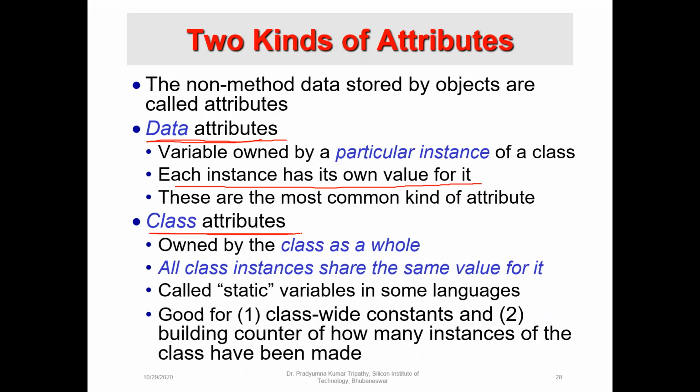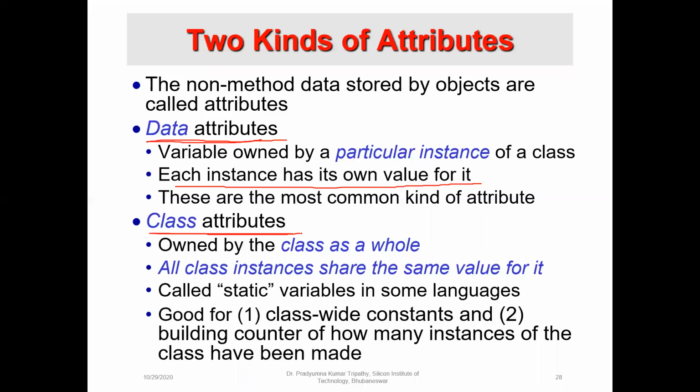So here the class attribute means we are going to define some attributes which need to be shared by all the objects of the same class. So this is good for class-wide constants and building a counter of how many instances of the class have been made. Correct? So what is its use? This is good for class-wide constants. So class-wide means you may create a number of objects, and for every object it is the same. It is shared. Second, building a counter for how many instances of the class have been made.